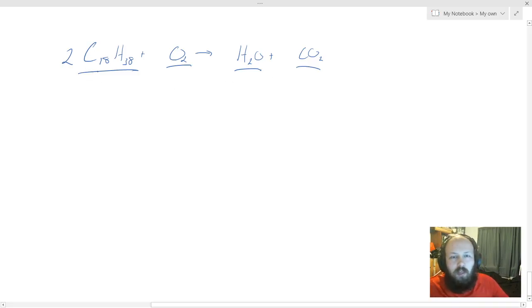Next thing I want to look at is going to be balancing the carbons. Why the carbons? I could balance the hydrogens next, but what I do want to balance last is the oxygen. The oxygen there is by itself. When it's by itself, you want to look at it last. So 18 carbons times 2, it's going to be 36. So I need a 36 in front of this carbon.